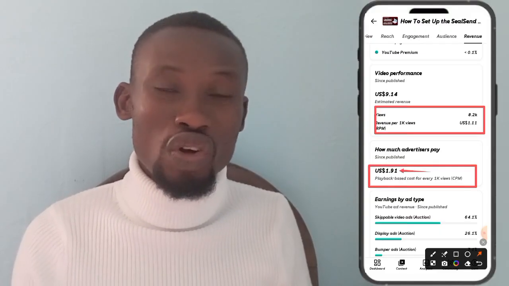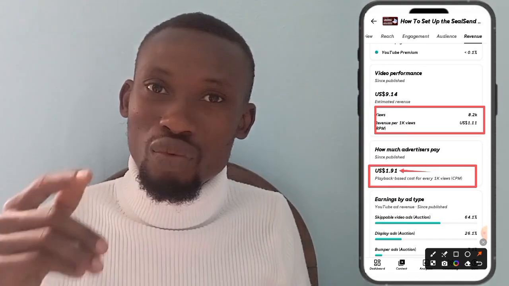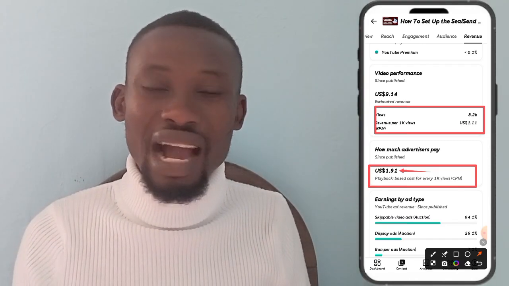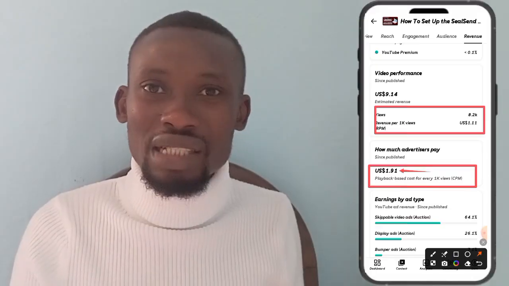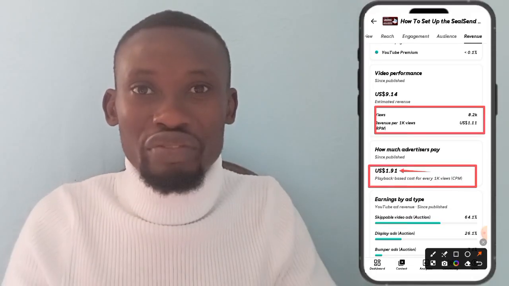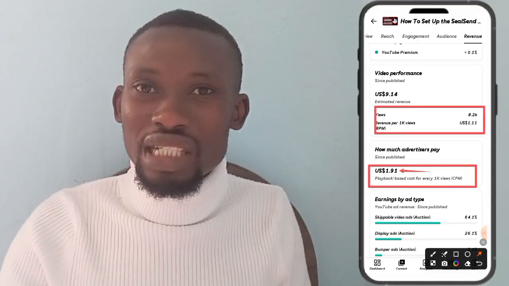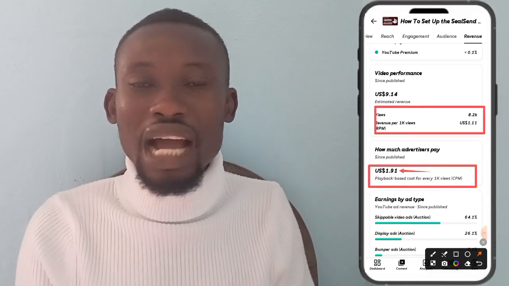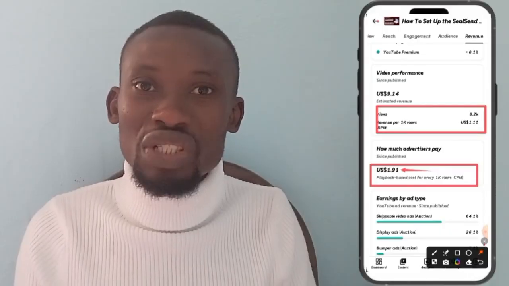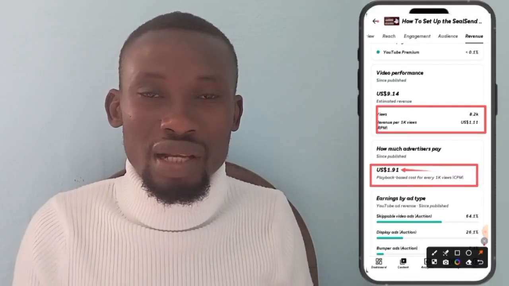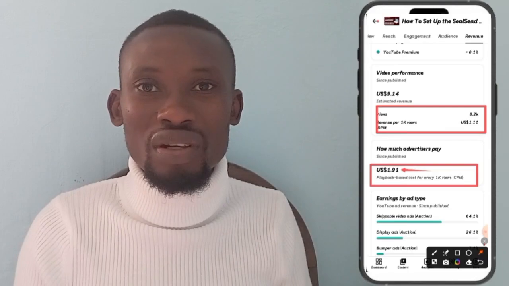So the RPM is now $1.11, while the other video with lower CPM, I have $1.03. Are you seeing it now? So the higher the CPM, that is the higher the amount advertisers are willing to pay on a particular video, the higher your RPM, that is the higher you earn on that video. So this actually proves that what determines how much you earn on YouTube is not the RPM. What determines it is the CPM, which is what advertisers are willing to pay. Why? Because when they pay high, you will earn high. When they pay low, you will earn low, right?